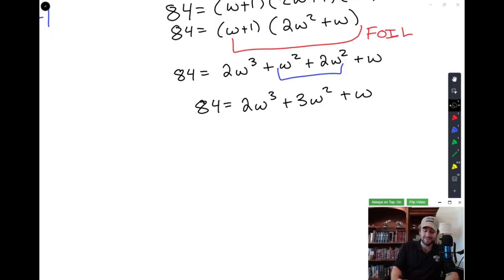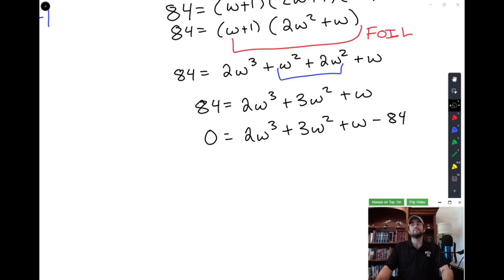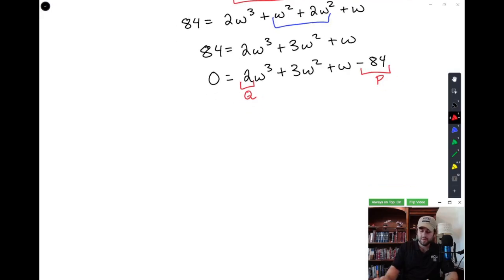So we're going to set that equal to 0 by moving the 84 over so that we can apply our principles from today: 2w cubed plus 3w squared plus w minus 84. And so what we're going to do is p over q with this term, where there's our p and there's our q. And we're going to write out all of the p over q factors, which would be 84 over 2. And that's going to be a really long list of factors, so I'm going to put the plus or minus out front.